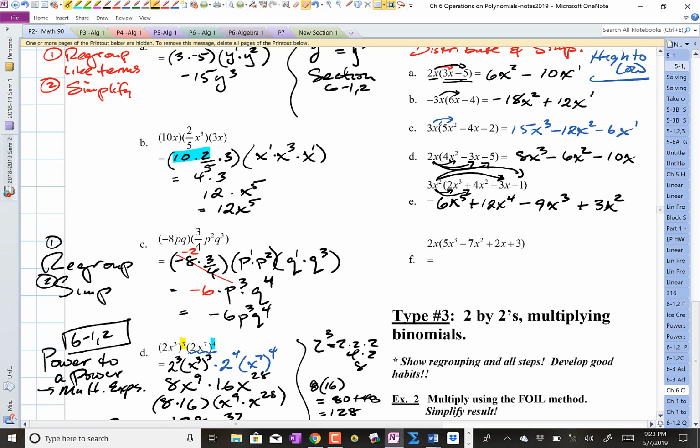And notice the exponents. High to low, fifth degree, fourth degree, third degree, second degree. That is high to low. That is called standard form or what's called descending order. High to low on the exponents. Now you try it.